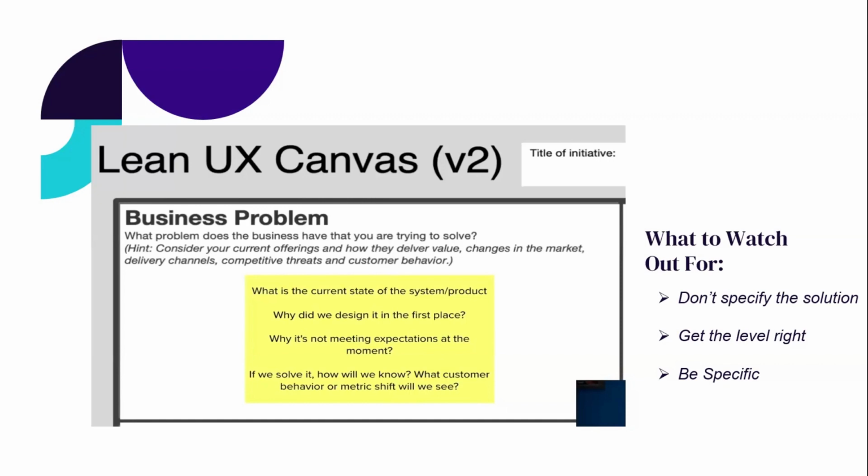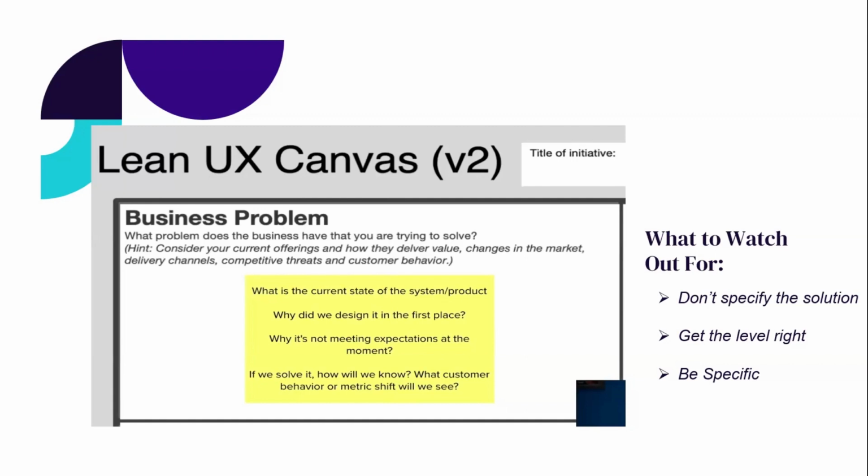And third, what are the metrics we are going to check after implementing? It could be behavioral metrics or customer behavior, or whatever things we want to check. So what are the things we need to look out for when we are defining the problem statement?